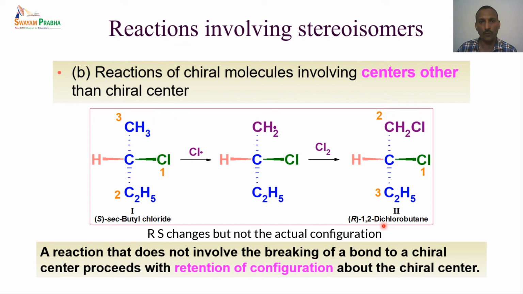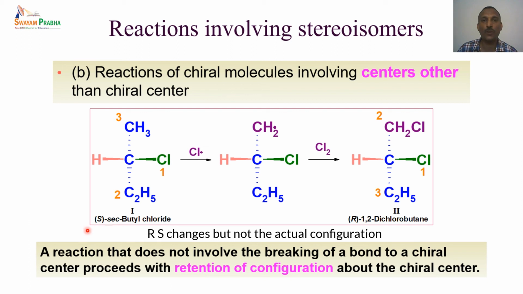That is the reason you have to always draw the structure of the starting material, which is the S isomer, and the product, which is the R isomer. Then you compare whether there is any bond that is broken in the reaction at the chiral center. So this is what you have to always remember. You cannot blindly follow that whenever there is a reaction in which the chiral center is not broken, you need not change the R and S notation.